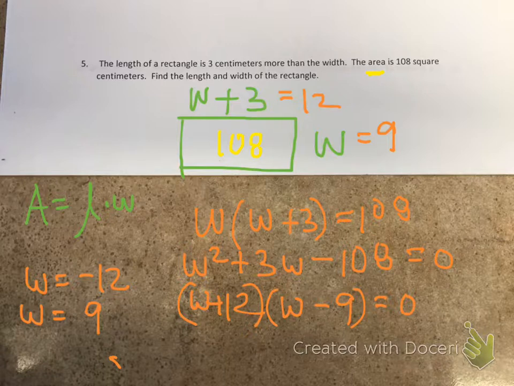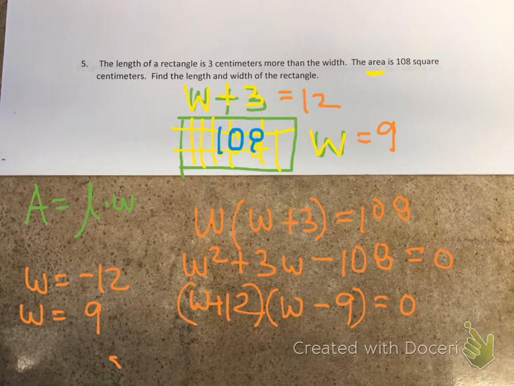The length of a rectangle is 3 centimeters more than the width. So I know the width is just plain W. And then the length, which is usually the longer side of a rectangle, is W plus 3. The area, so area is like if I painted this or did tile, area is filling this in, right, is 108. That's what we decided, 108. The word is means equals.